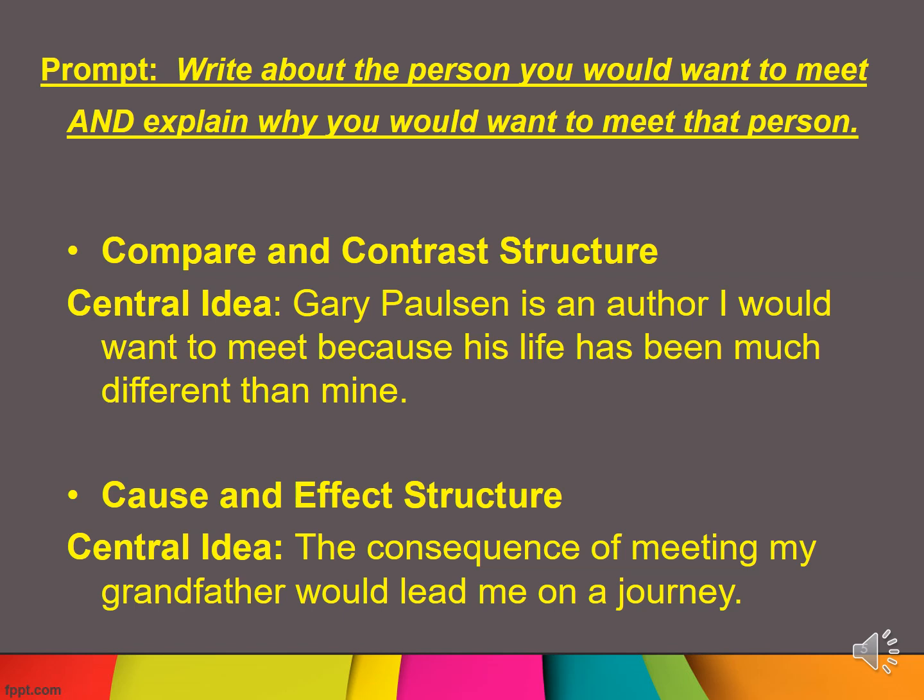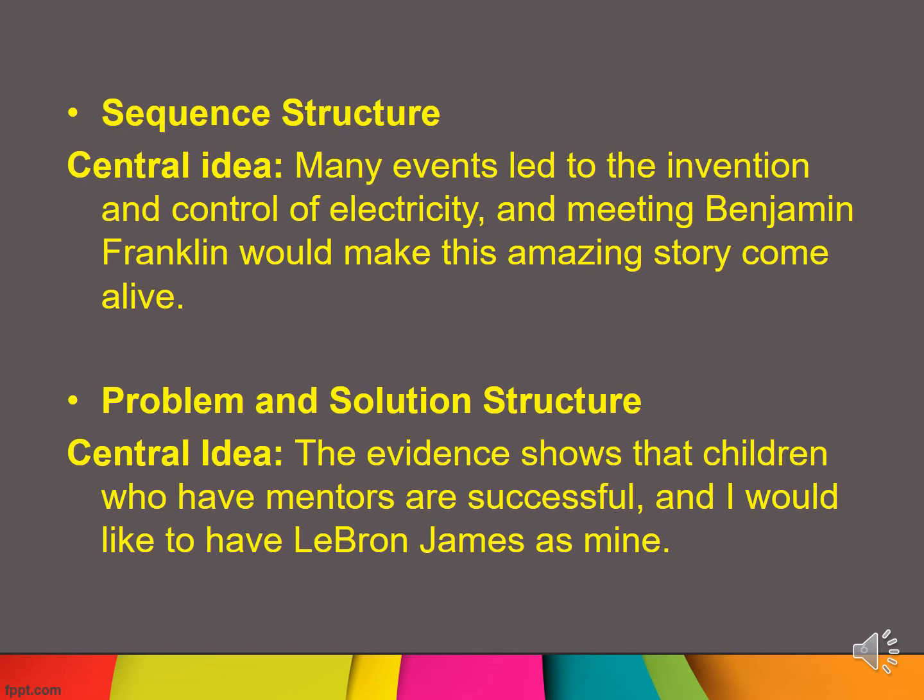In the second example, the author chose their grandfather because of how it led to a journey. This author wants to explain the effects of meeting their grandfather, which requires a specific organizing structure called cause and effect. Let's continue. Next, we see a writer who chose to meet Benjamin Franklin because of the events leading to the invention of electricity. The author wants to tell about a few events in sequential order leading to the invention of electricity, which of course requires an organizational structure called sequence.